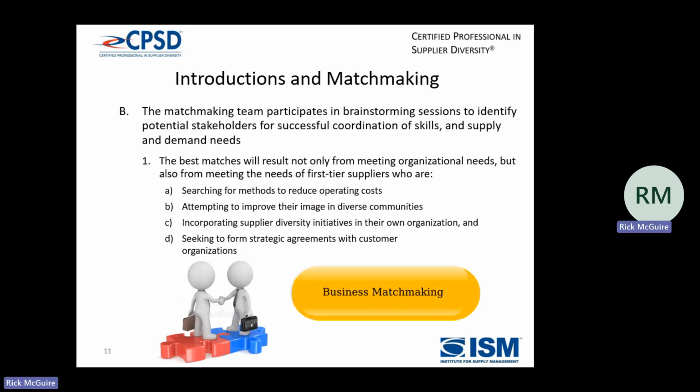The matchmaking team participates in a brainstorming session to identify potential stakeholders for successful coordination of skills and supply and demand needs. And the best matches will result not only from meeting organizational needs, but also from meeting the needs of first-tier suppliers who are searching for methods to reduce operating costs and attempting to improve their image in diverse communities, incorporating supplier diversity initiatives in their own organization, and seeking to form strategic agreements with customer organizations.